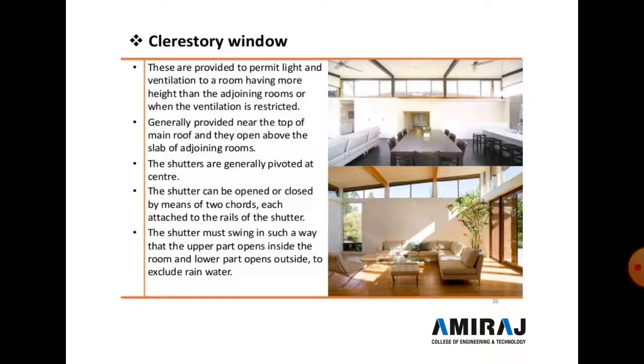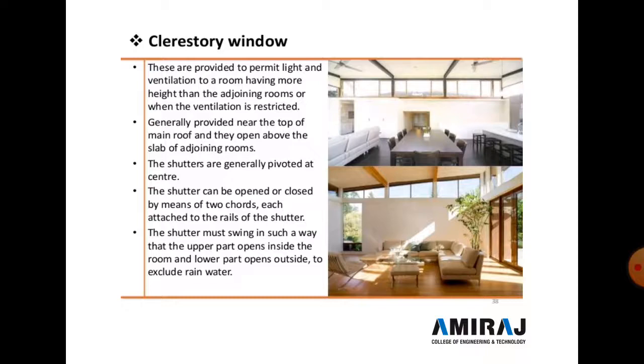As you see in the figure, this type of clerestory window is sometimes fixed, with only glass provided, and sometimes it is pivoted for opening purposes. But here, only a horizontal pivot is provided.